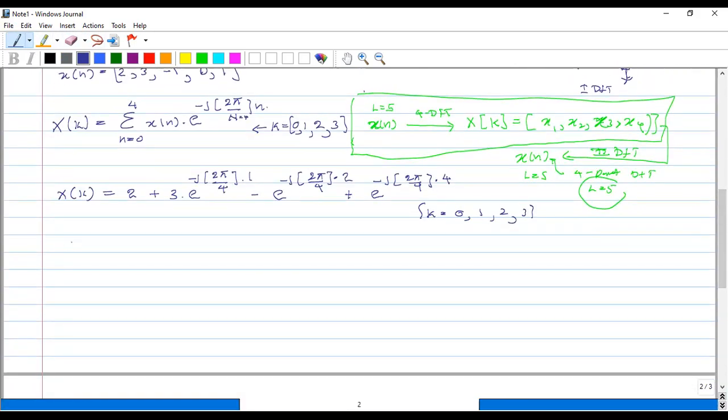So you can calculate X[0]. X[0] will be 2. Sorry, I forgot the k value here. So here the k should be here, and here also k, and here also k. I will write it in color, k. Here also k. I forgot to write this k value. So k is there.